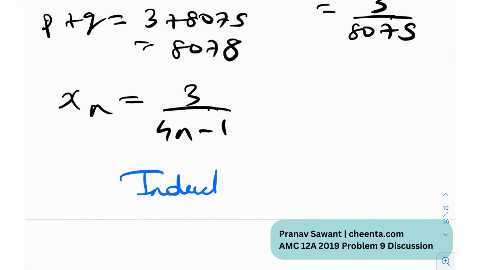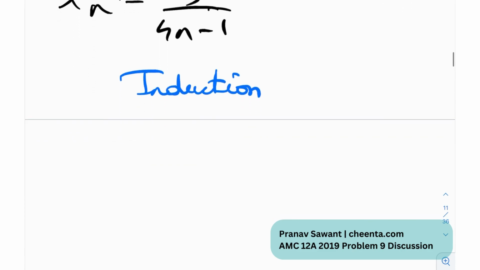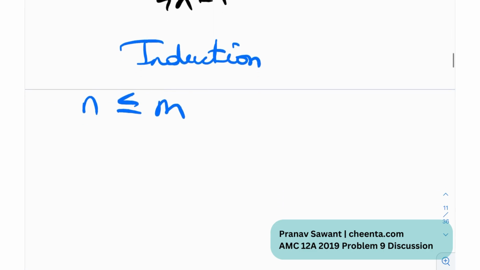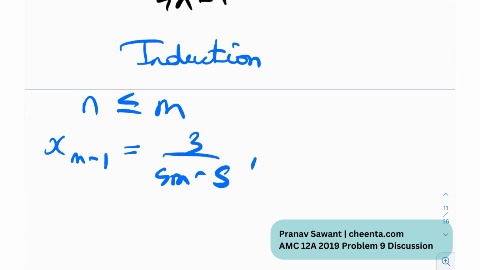And this is a fairly common method. You can use this to prove a lot of formulae, and the method is kind of simple. So this is how it goes. We assume that the formula holds for all n less than or equal to m, and we then define x_{m-1} to be equal to 3 divided by 4m minus 5, and x_m would hence be 3 divided by 4m minus 1.